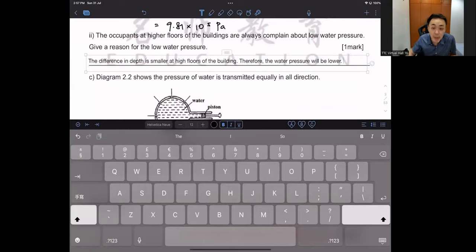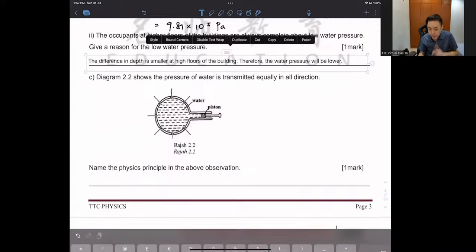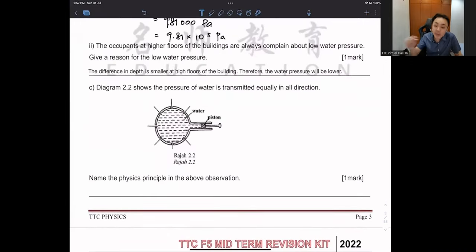1 mark only, so you managed to mention until the difference in height is smaller, simple. Okay? Difference in depth, not height, sorry, difference in depth. You can say the depth decreases also can, up to you, but the point is, 1 mark only. Now, always learn this small trick: always read how many marks they gave you. If they give you 1 mark, then simple, one point. If they give you 2 marks, then 2 points. No need to mention so many. And don't use the word height. Use depth.